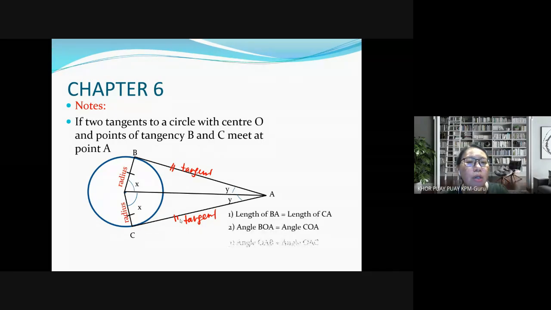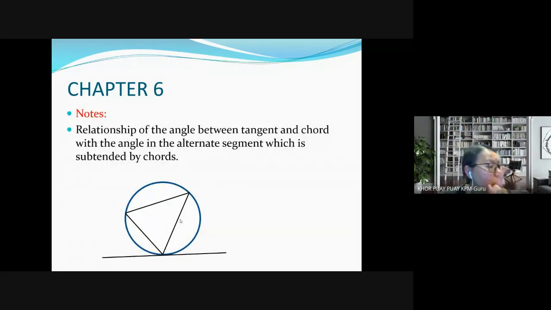Okay, next one, we also must look at triangles inside your circle. This is something like your quadrilateral also.